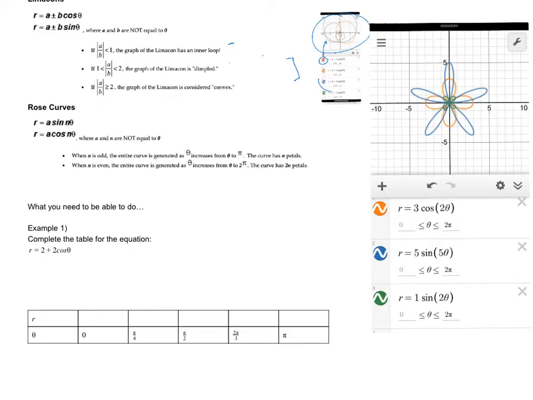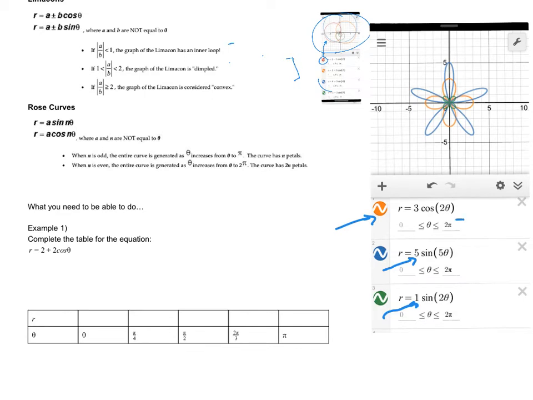Here are some color-coded examples of rose curves. You can see that the orange curve here has an A value of 3 and an N value of 2. As we change the A value to something bigger like 5, you'll see that the rose petals get extended. And the green one has a value of 1, which makes that radius, so to speak, smaller. So the larger that lead coefficient is, the longer the petals will be.